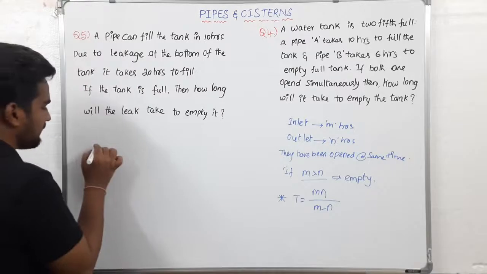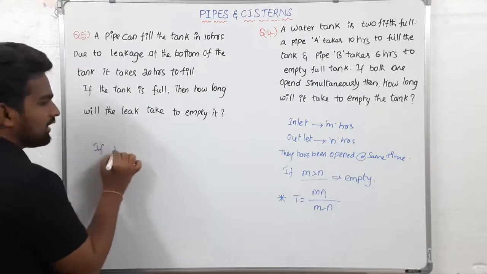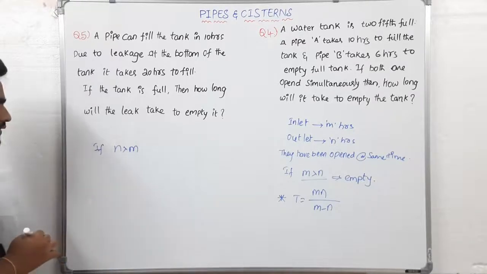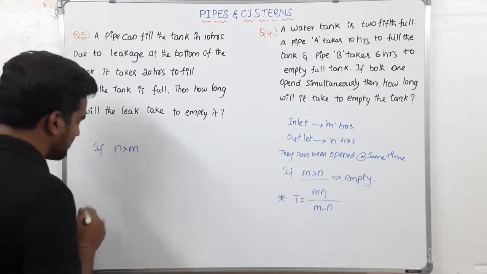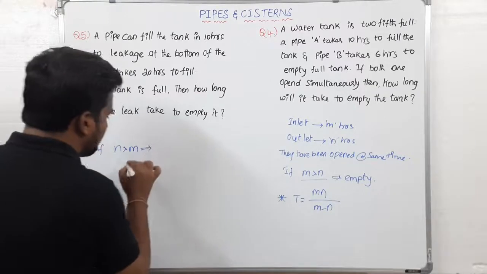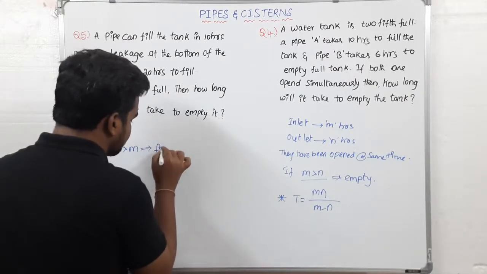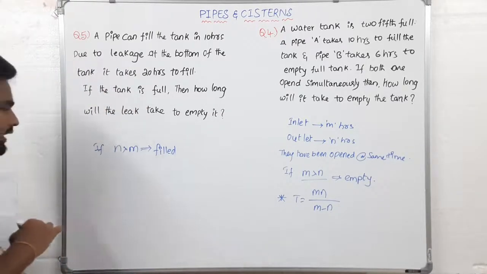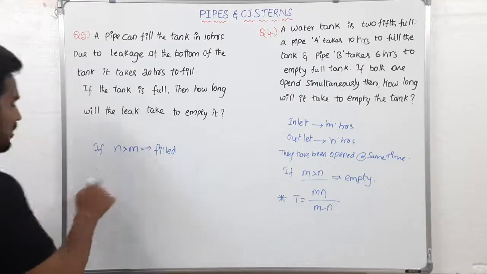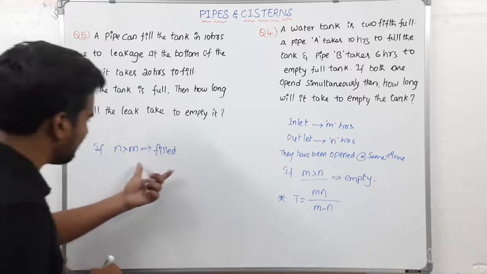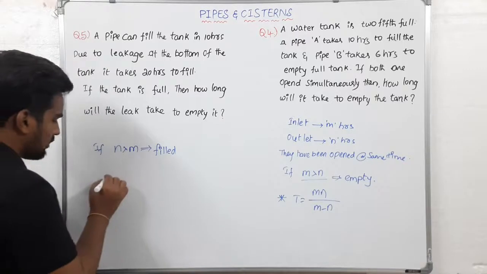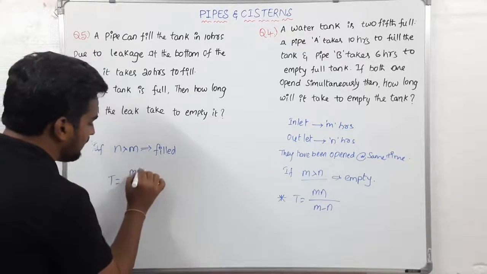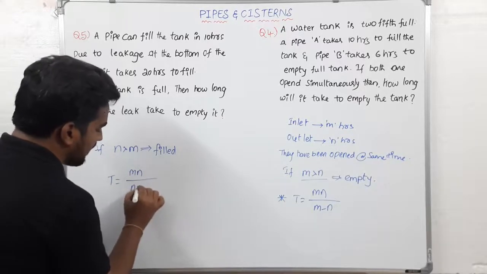Suppose n is greater than m, that is, the outlet pipe takes more time than the inlet pipe. Then finally the tank will be filled after some time. In a given interval of time, the work done by the inlet pipe is more than the work done by the outlet pipe, so the tank will be filled after some time. The total time taken to fill the tank is mn by n minus m.